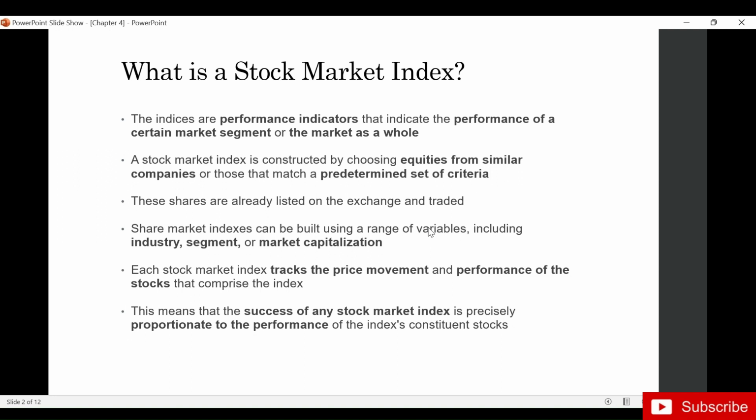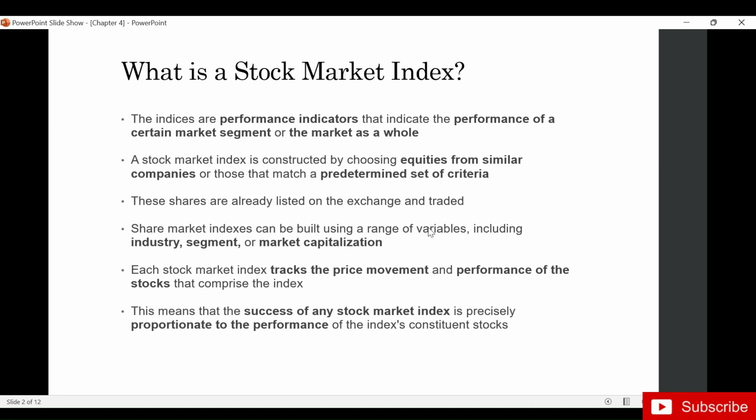Stock market indices are performance indicators that indicate the performance of a certain market segment or the market as a whole. A stock market index is constructed by choosing equities from similar companies or those stocks that match a predetermined set of criteria. These stocks are already listed on the stock market exchange and are traded by traders. Stock market indices can be built using a range of variables such as the industry, segment, or market capitalization.